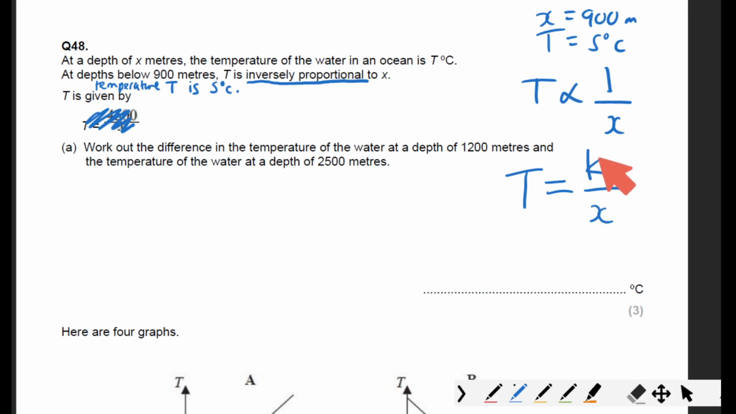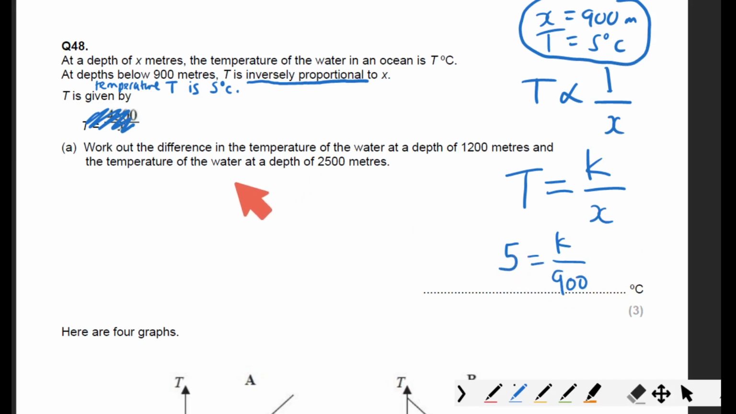So what will help us? This will help us. T is 5, k I don't know what it is, but I'm going to find out, and x is 900. So something divided by 900 to give me 5. 900 times 5 is 4,500. K is 4,500.